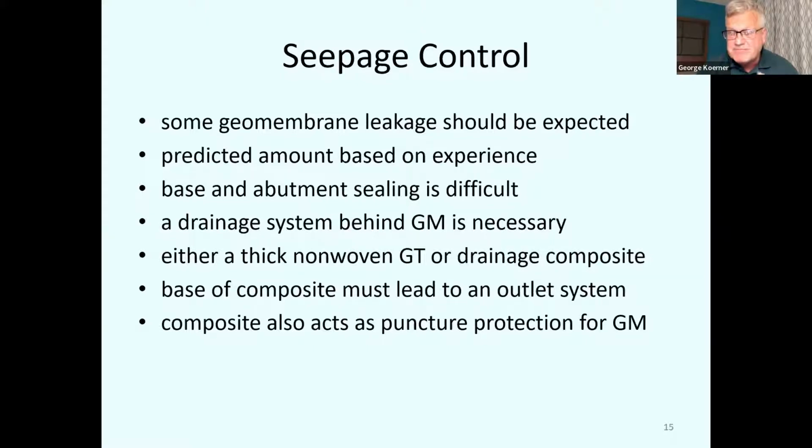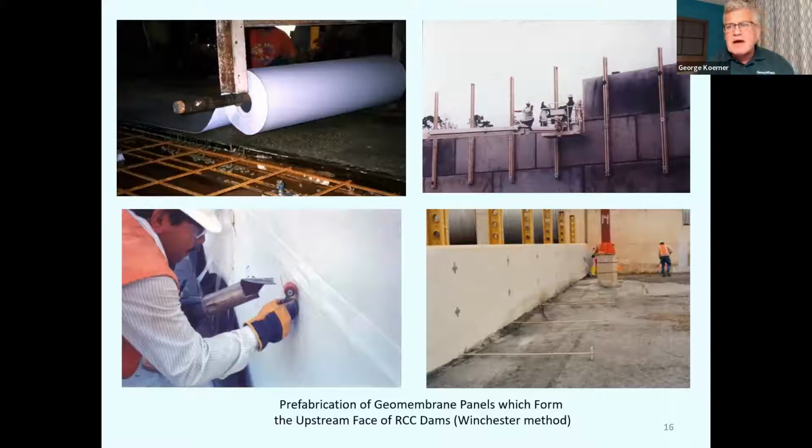Composites also, and the drain also provides puncture protection for the geomembrane behind, but not in front of, and it's very important to have front protection as well. Not only are we retrofitting existing dams, but we're building new dams in panel configurations with geomembrane associated with it. They're typically precast panels in the factory which have a geomembrane attached to them, and then subsequently are seamed out in the field.